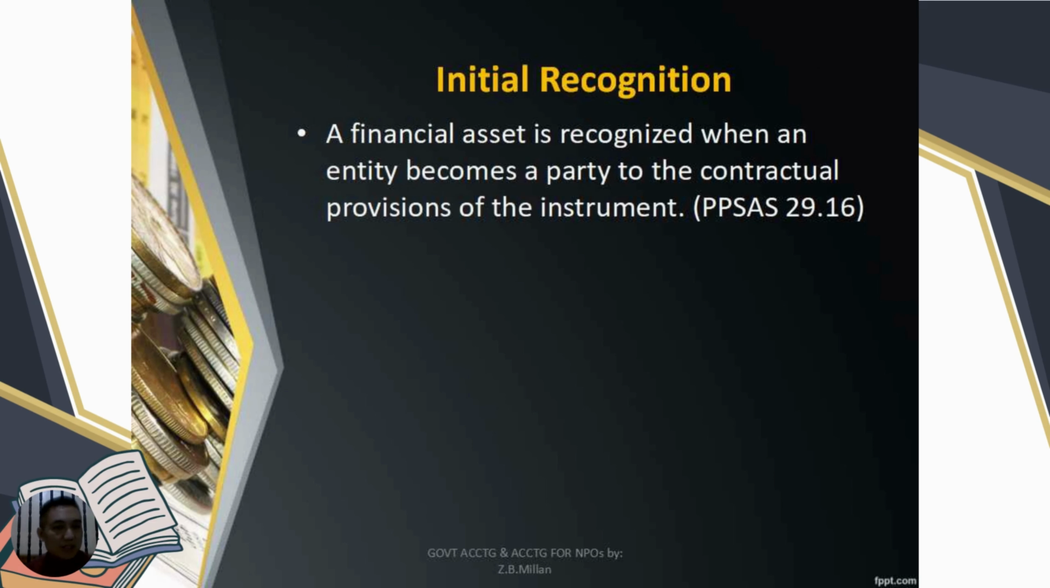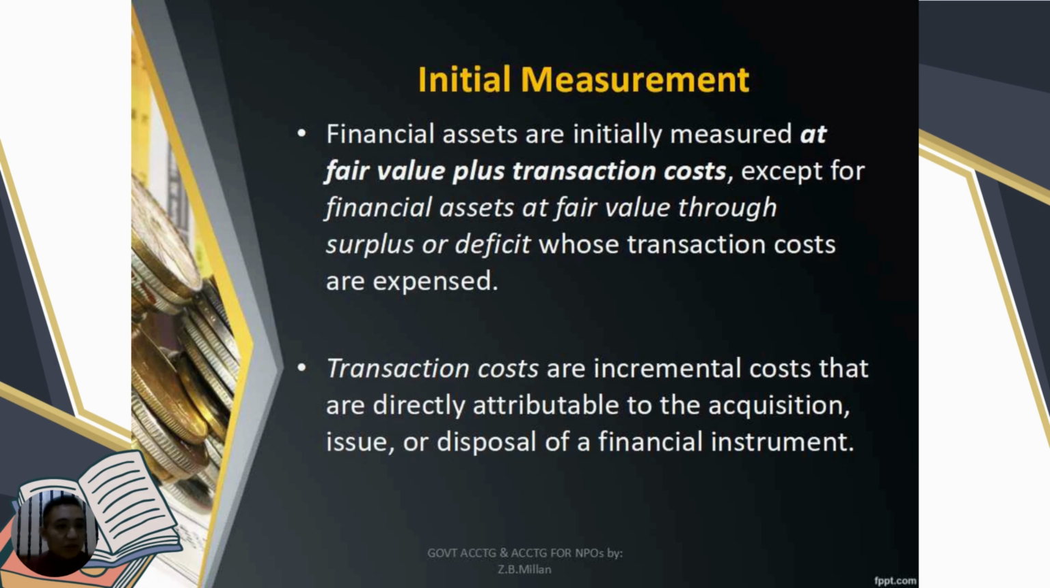Initial recognition: a financial asset is recognized when an entity becomes a party to the contractual provisions of the instrument. So how do we define asset again? I hope you remember what we mean by asset, and I know you already know what we mean by financial assets. Financial assets are initially measured at fair value plus transaction costs, except for financial assets at fair value through surplus or deficit, whose transaction costs are expensed.